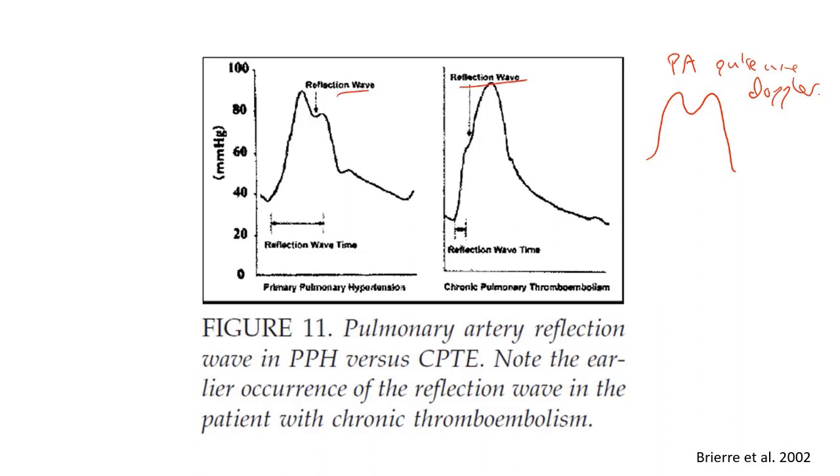If you have pulmonary hypertension, you're going to see this reflection wave, is what they call it. And what they differentiated was between primary pulmonary hypertension, where you have distal narrowing, versus chronic pulmonary thromboembolism, where you have more proximal narrowing or obstruction. Because this is more proximal, you're going to see this reflection wave earlier, whereas if it's more distal, you see it later on. So I just thought that was a cool example of physiology and tying it in to what we're seeing on echo.